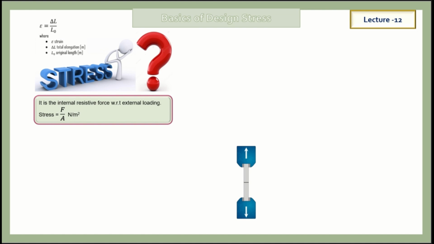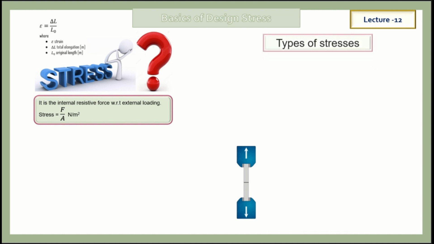And next one is strain. If we apply a load on any bar or any component, there are changes in that particular component, change in length, change in diameters, depending upon the load. So strain is the change in length to the original length, guys. Strain has no units. So delta L is the total elongation and L naught is the original length. Okay, this is all about stress and strain.